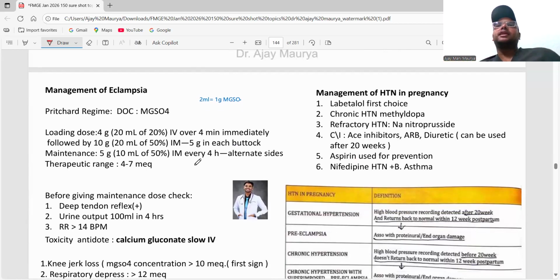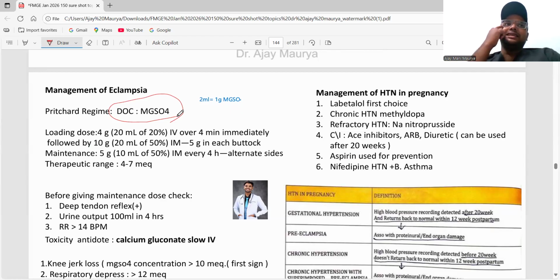The next one is the management of eclampsia. For the management of eclampsia, remember one simple thing here. What is the regimen you are going to use? You are going to use the Pritchard regimen. What is the drug of choice? MgSO4. What regimen? Pritchard regimen.